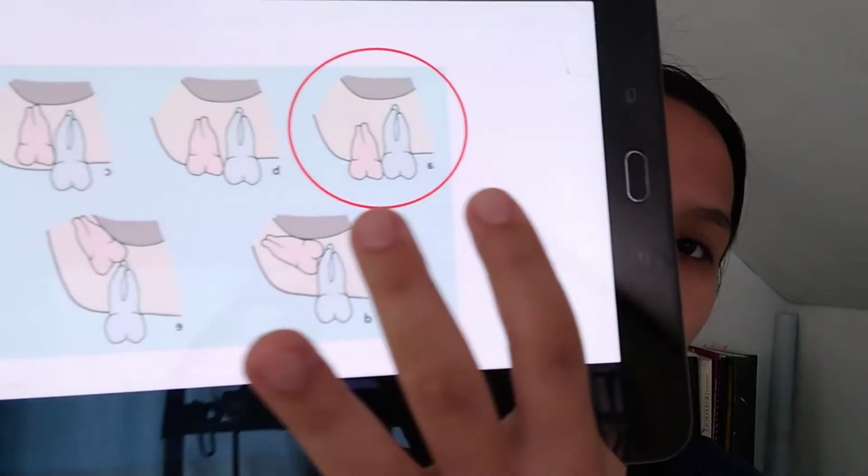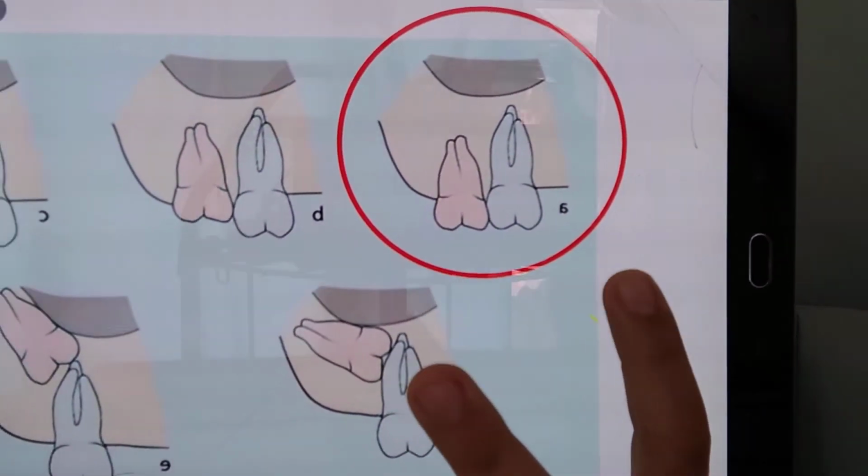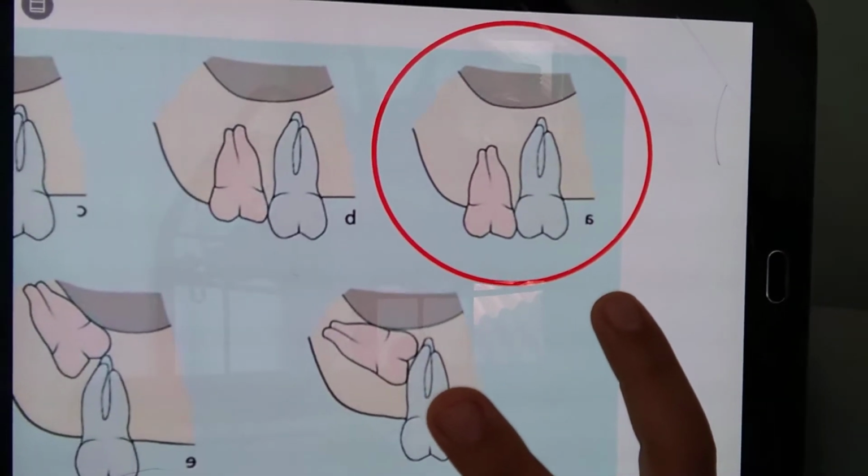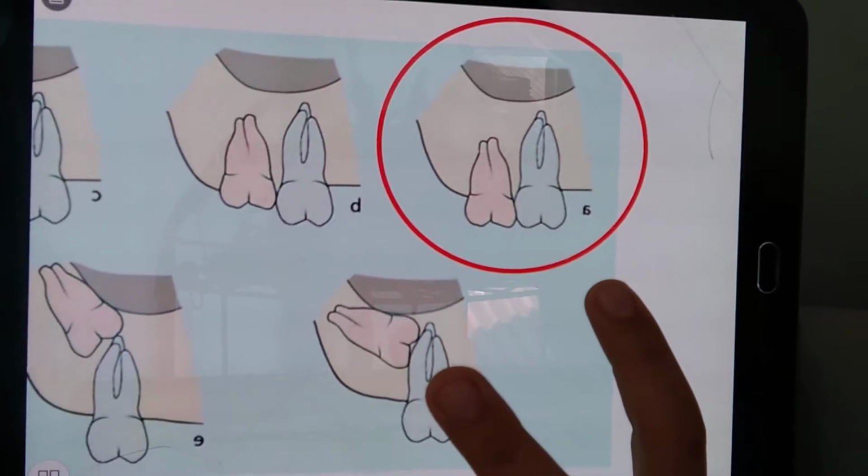The other type of classification for your impacted maxillary third molar is its depth. Impacted maxillary third molars may also be classified, again according to Archer 1975, according to the depth of the impaction compared to the second molar. It is classified into 3. For Class A, you can see here, the occlusal surface of the impacted tooth is at approximately the same level as the occlusal surface of the second molar.